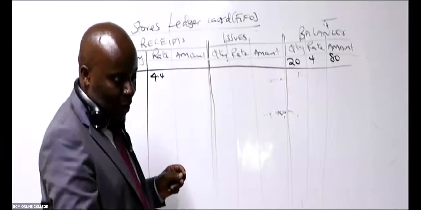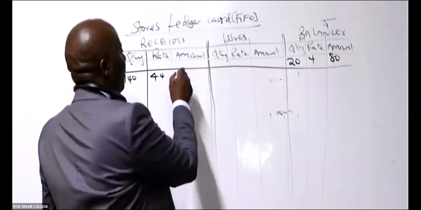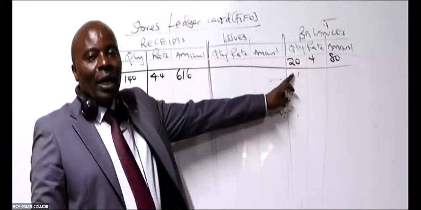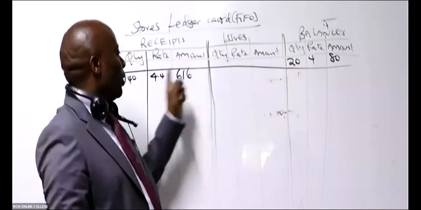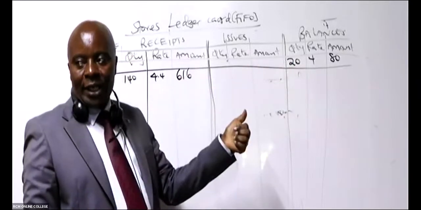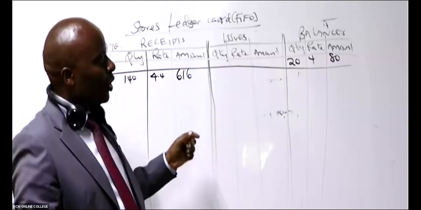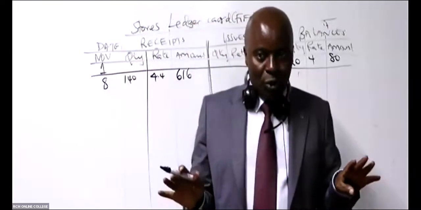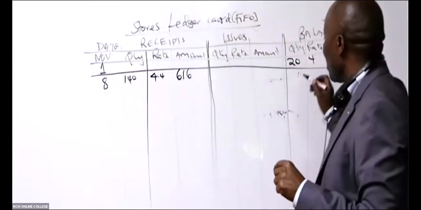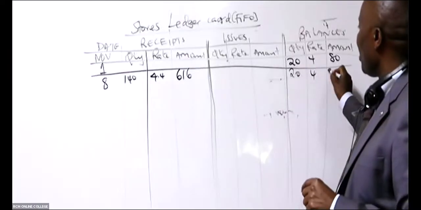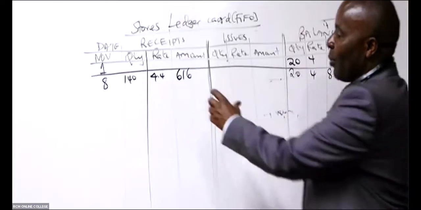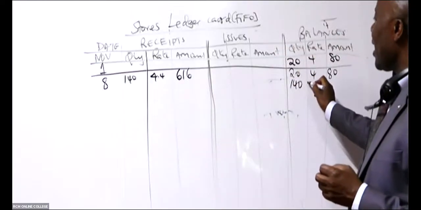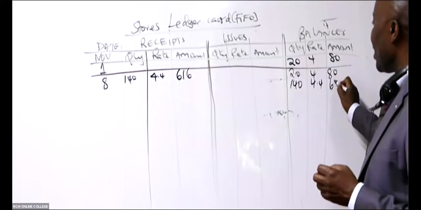616, eh? So there are two ways. You could come and update your new balance now, because if you are at 20 and brought in 140, you can say we have 160. That's a bad approach. The best approach, you come and update the balances in accordance with the stocks that you have in the stores. So the oldest batch is this one here that has got 20 at 4, giving us 80, and now we have brought in a new batch. The new batch has got 140 at 4.4, giving me 616.